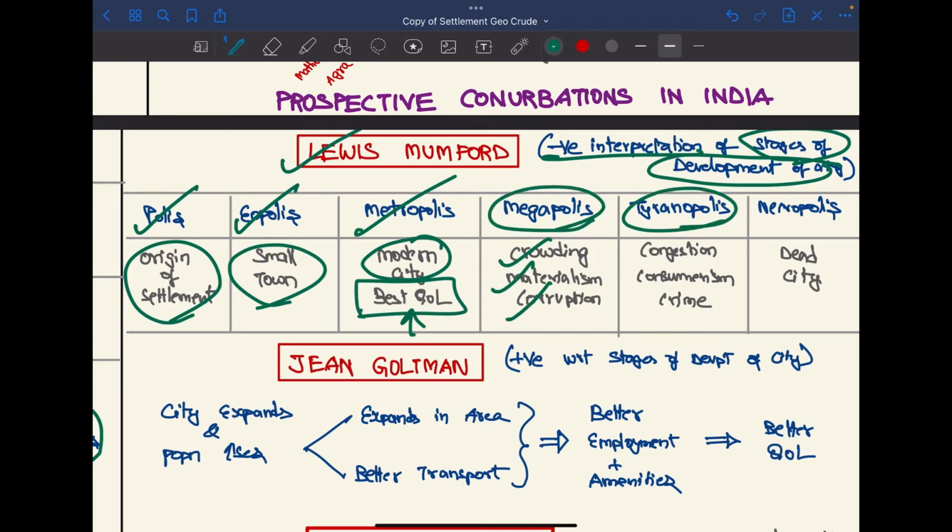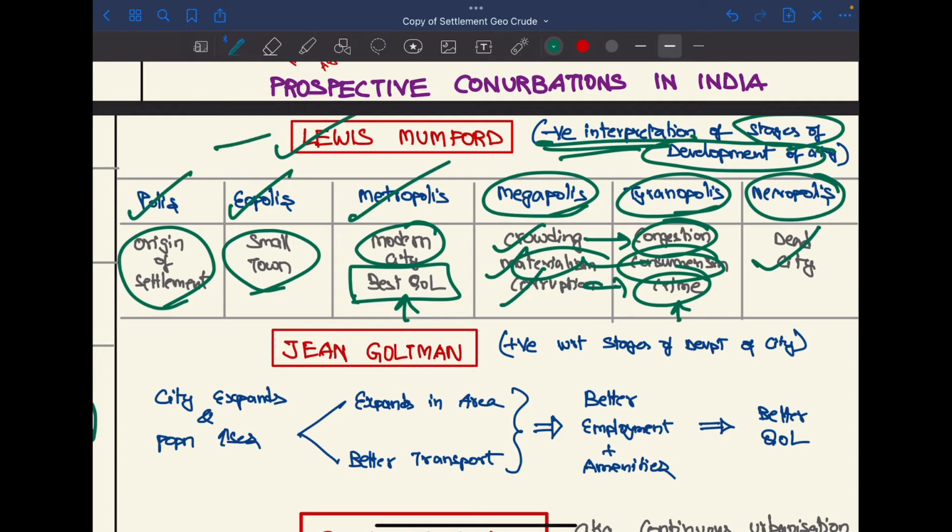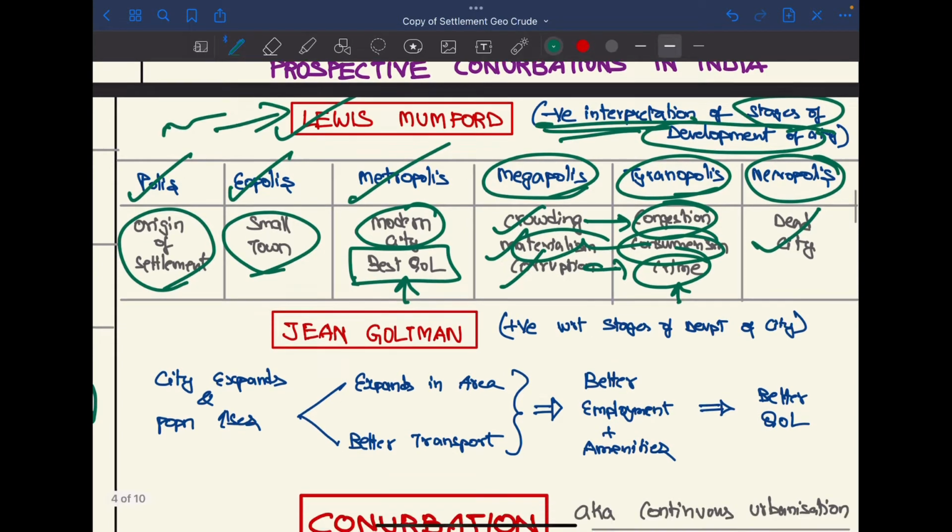Next, Terranopolis, with crowding turning into congestion, materialism turning into consumerism, and corruption turning into crime. So this will be a very bad situation. Last, we have Necropolis, which is a dead city. So this is a negative interpretation. It can be used to point out the problems of urbanization in UPSC answers.